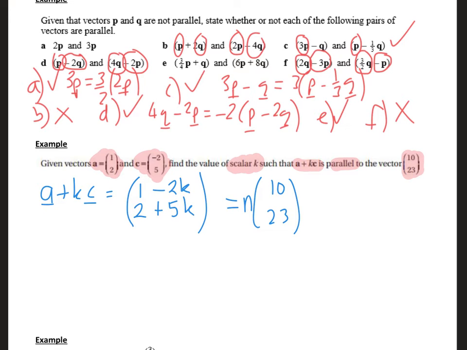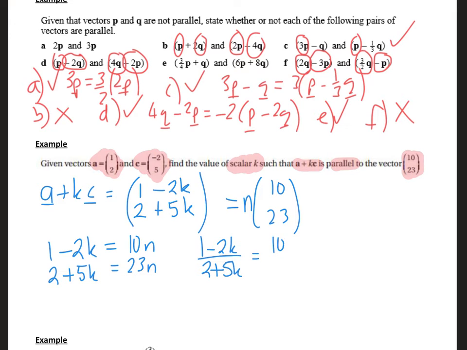So I can get two equations from that. Looking at the top component, I get 1 minus 2k is 10n. And looking at the bottom one, I get 2 plus 5k is 23n. Now a good way to solve simultaneous equations like this is I can divide them to get the n's to cancel out. So if I do the top one divided by the bottom one, I get (1 minus 2k) over (2 plus 5k) is equal to 10 over 23, because the n's cancel out.